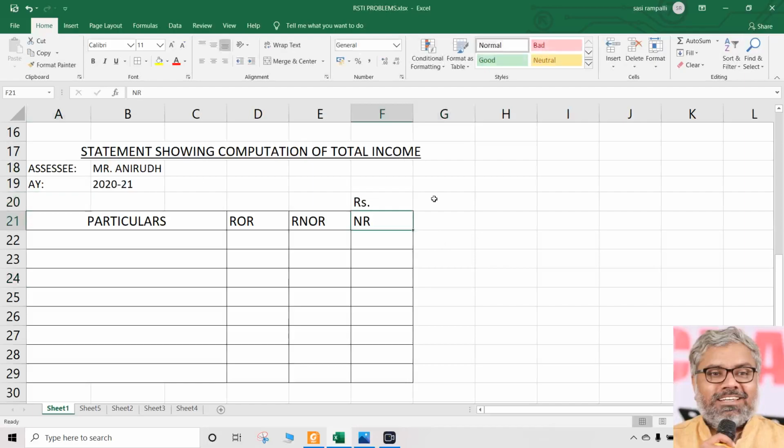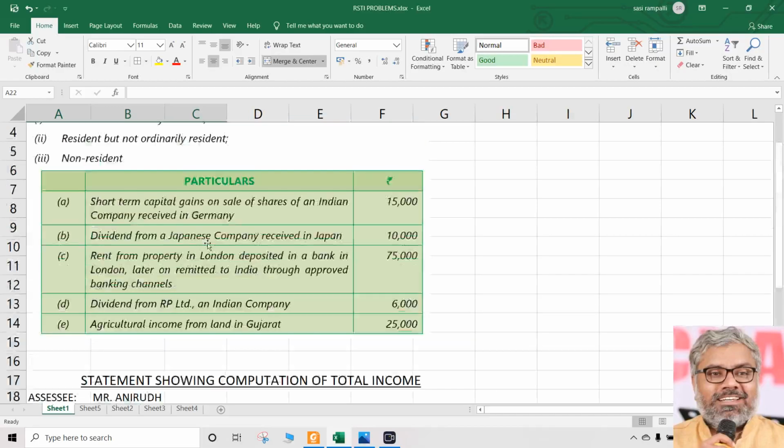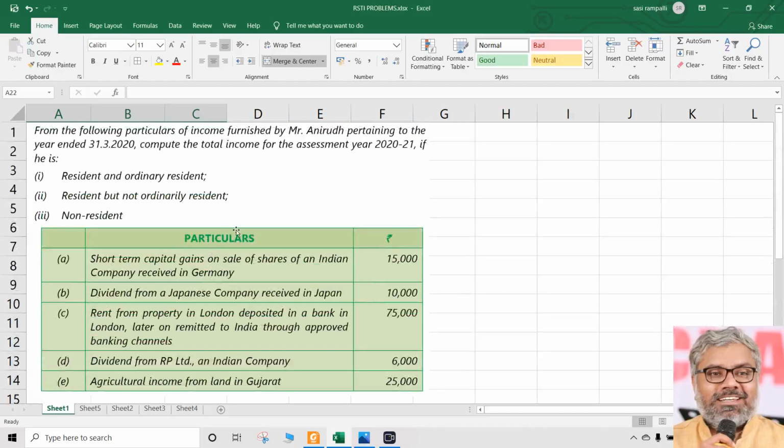All we are talking about is rupees, so we can just write it on the right-hand corner of the statement. And the heading: statement showing computation of total income, assessee name and assessment year. This is a proper presentation I'm talking about. Every problem should we do like this? Will time be available?